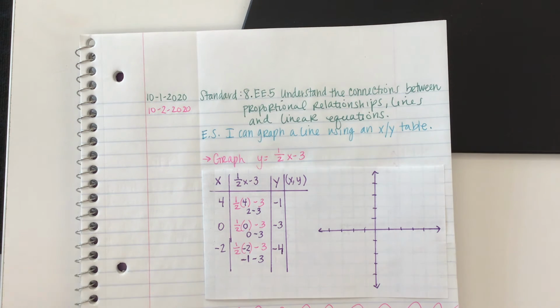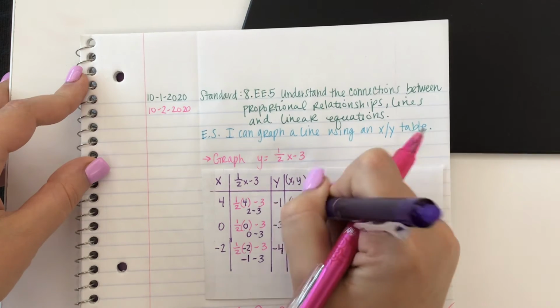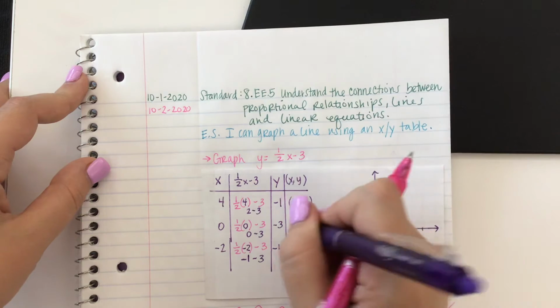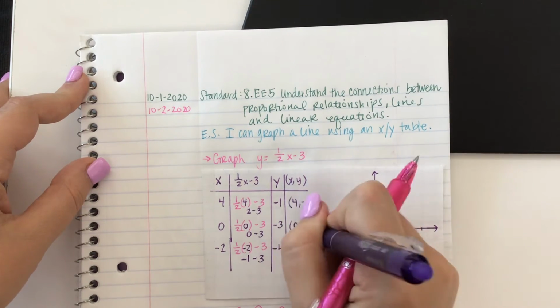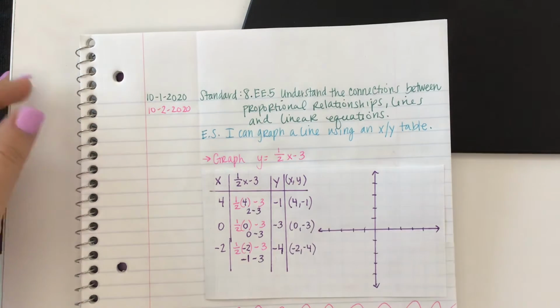And then we're going to go ahead and write our ordered pairs. So my first one is 4 comma negative 1. Okay, how did I get them? I used the x and the y. My next one is 0 comma negative 3. And my last one is negative 2 comma negative 4.